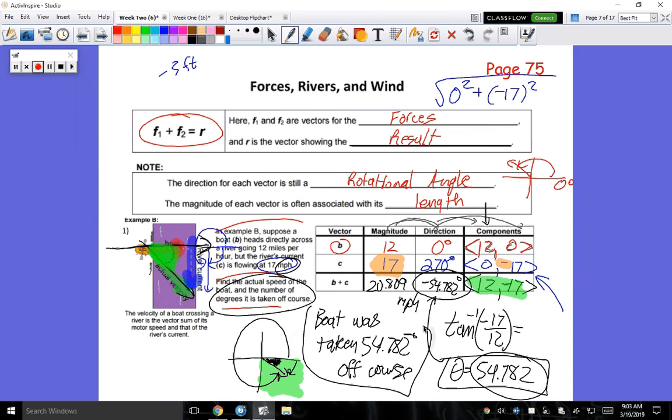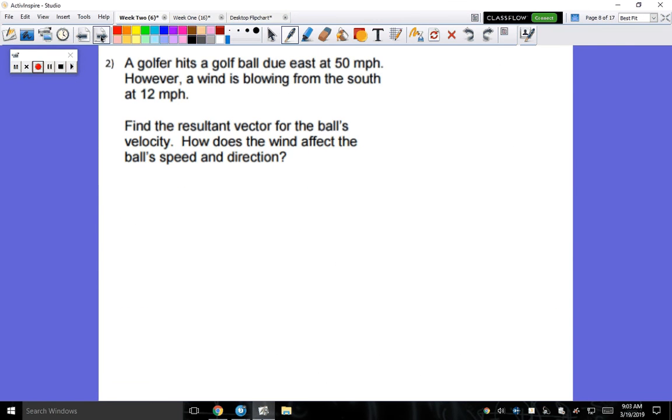54.782 degrees off course. All right. So we have these last two problems and then we are done. It says the golfer hits a ball and it hits the ball due east. So we have north, south, east, west. So the golfer hits the ball at 50 miles an hour.